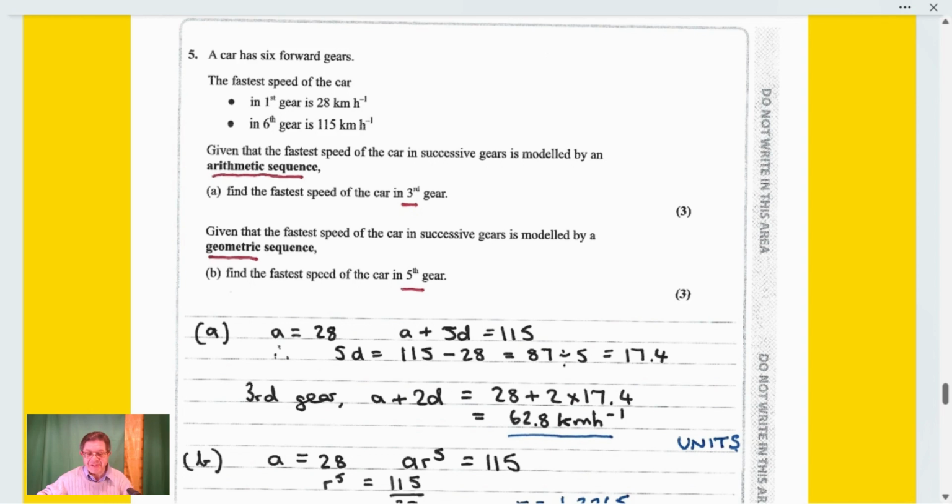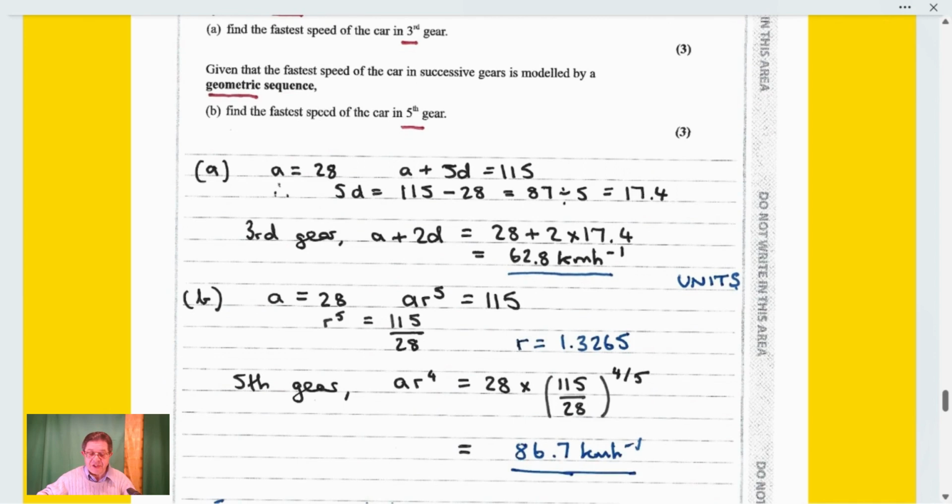So in part A, we're asked, find the fastest speed when the car is in third gear. In other words, given term 1 and term 6, find term 3. So the test here is to use the formulas for the term of an arithmetic sequence correctly. Don't make the mistake of using the summation formulas, not required here. It's the terms we're dealing with, not the sum of terms. So the first term A is 28, and the sixth term A plus 5D is 115. Rearrange to find D, 17.4, and therefore the third gear will be A plus 2D, 28 plus 2 times 17.4, 62.8 kilometers per hour.